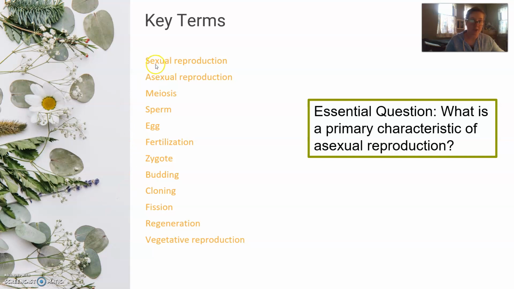We have already talked about sexual reproduction. We're going to learn today about asexual. We talked about meiosis. Remember, that's the process the cells undergo to become sex cells. We talked about sperm and egg and fertilization. And through the process of fertilization, when egg and sperm combine, they produce that new cell called a zygote. And we're also going to talk about these other ones today, which are budding, cloning, fission, regeneration, and vegetative reproduction.